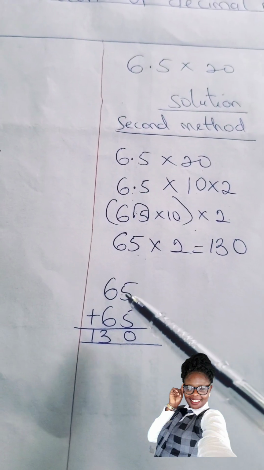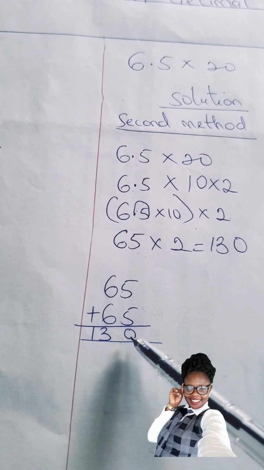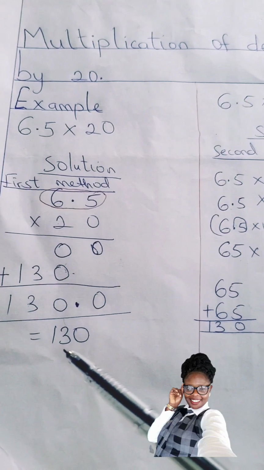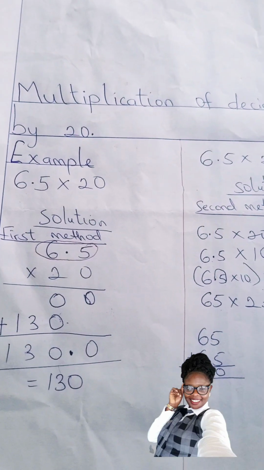Or you can use the repeated addition method too. You arrive at 130. Can you see you arrive at the same answer? You can use any of the methods.